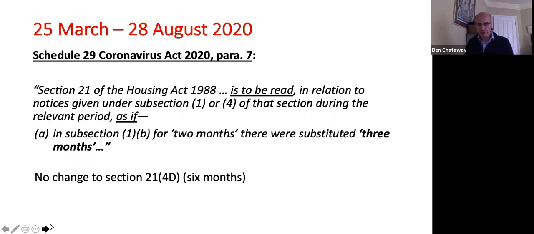So that was the original provision, and no doubt that it was effective. So for notices served after 25th of March, no doubt that they were required to give 3 months' notice.